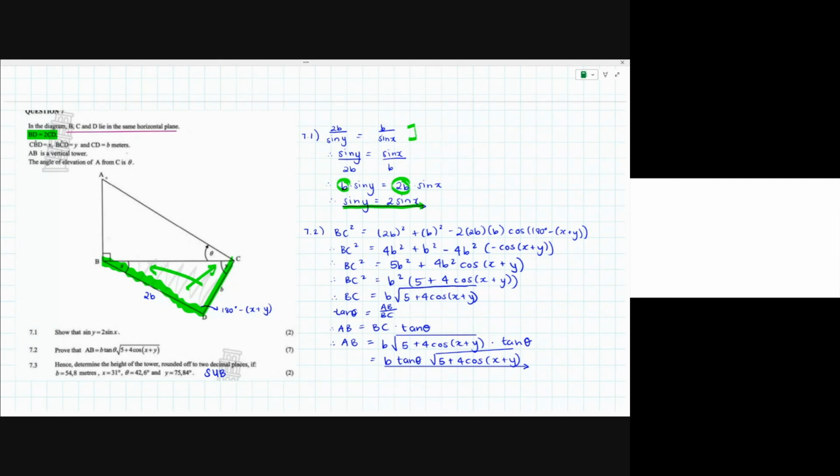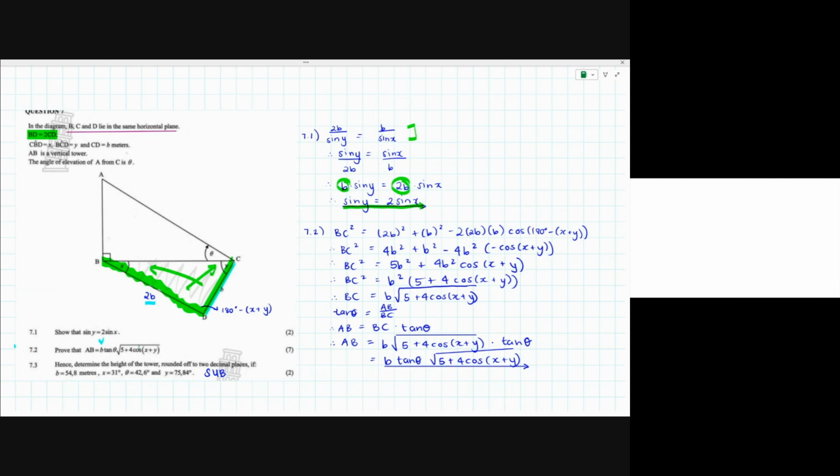Right, 7.2, we then had to prove that whole thing. And these questions I love, but I also understand why some of you hate them. And again, my advice is go back to what it is you're trying to prove. So I always look at what are the factors I have. So I've got a B, which could come from the 2B, but likely is coming from the B side, CD. I have a tan theta, which means I'm going to have to at some point work in this right angle triangle, ABC. And I have cos X plus Y.